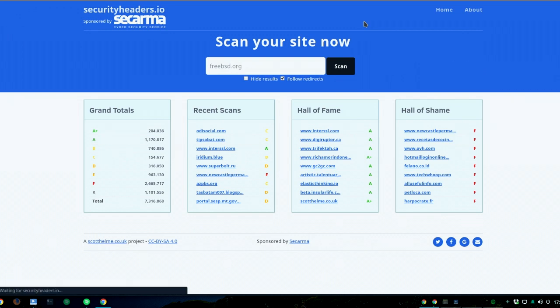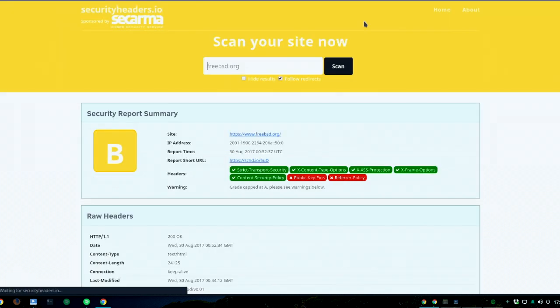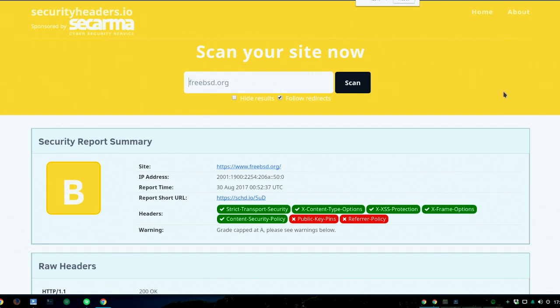Now, let me just see here. I did not have it open like I wanted to. And if I go in and I enter in my website, I see someone already did freebsd.org recently. Was that you? That was me. It was you. So now I'm waiting for it to come down.